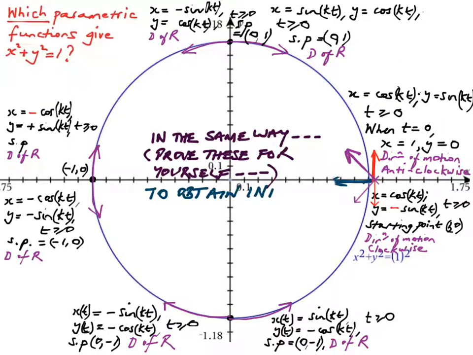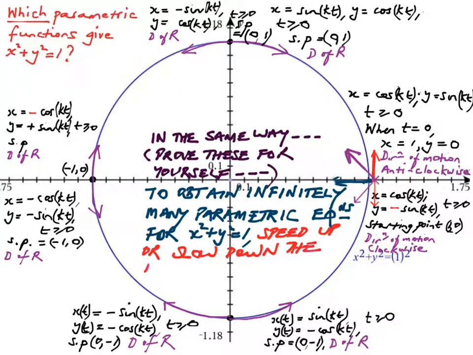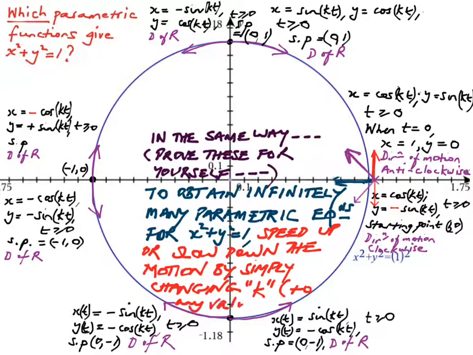Okay, now, I said that there were infinitely many solutions, didn't I? Well, I've only given you 8 for x squared plus y squared equals 1. To obtain the infinitely many parametric equations for x squared plus y squared equals 1, you speed it up or slow it down. And how do you do that? By simply changing k. To any value you like, okay?